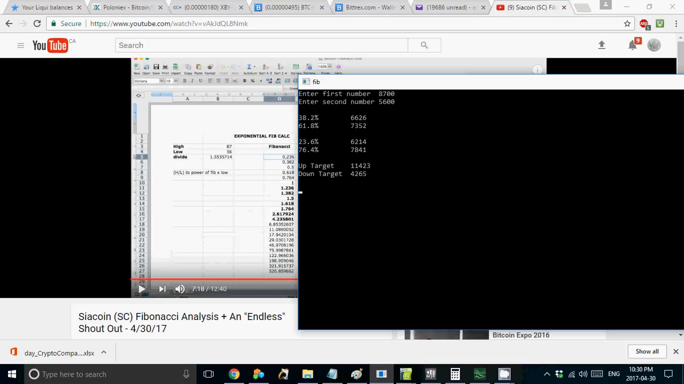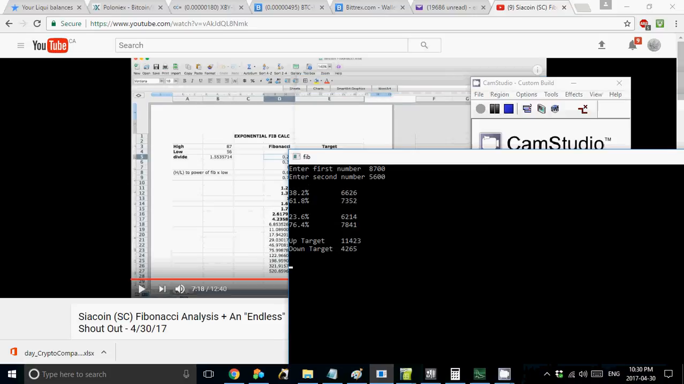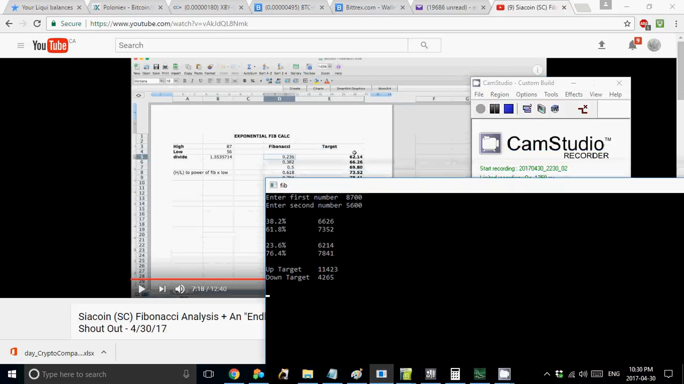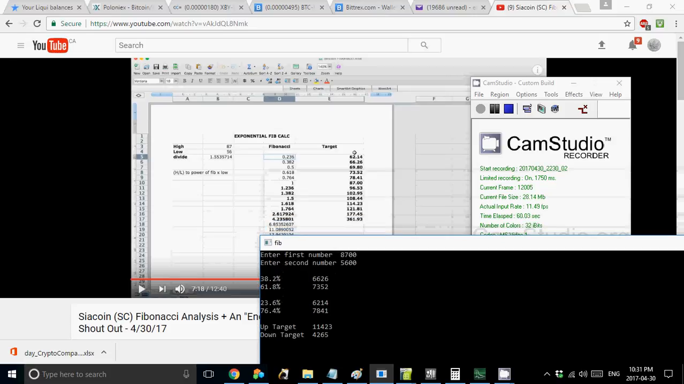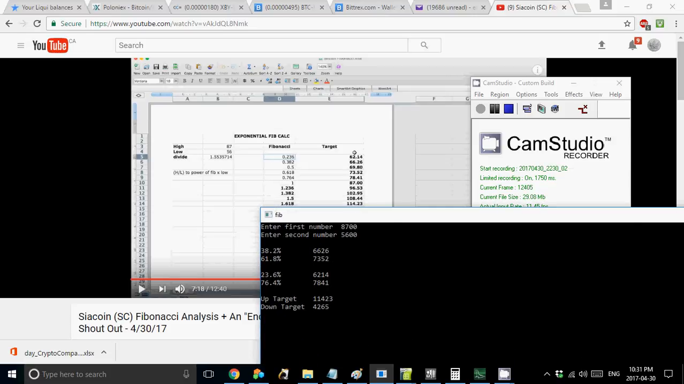So for the key numbers, 66267352, I got an up target of 114.23, which I see in there as well.